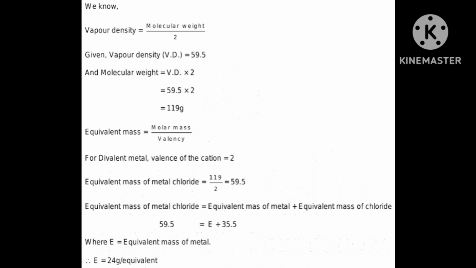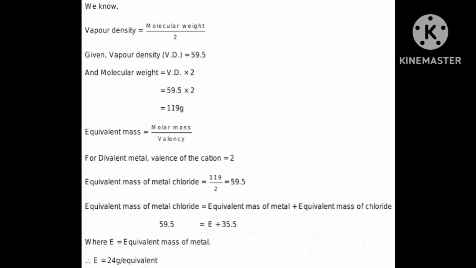If X is the valency of the element, you can represent the element by capital M. Then the formula of its chloride will be MClx, with small x written as a subscript. Just like we write MCl2, MCl3, in that way, x.